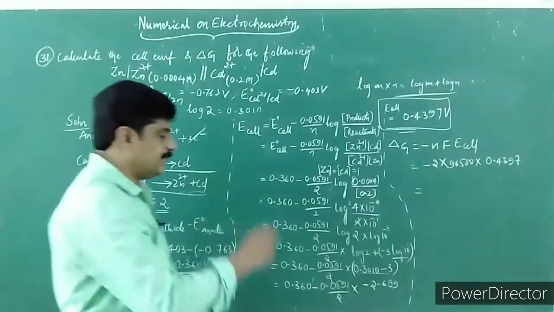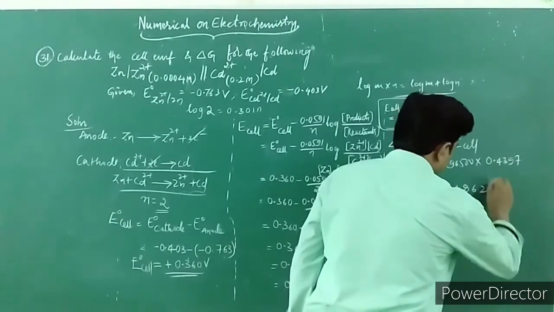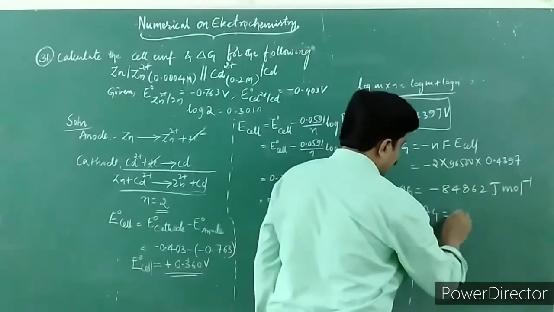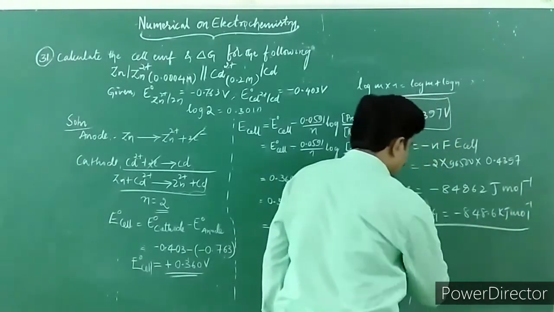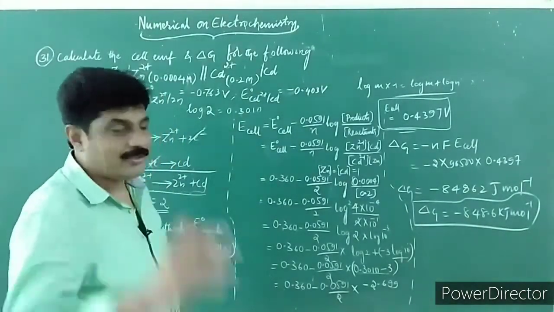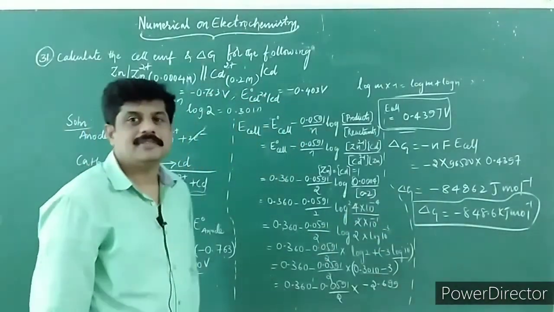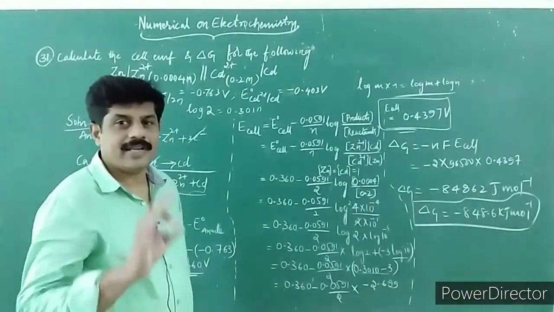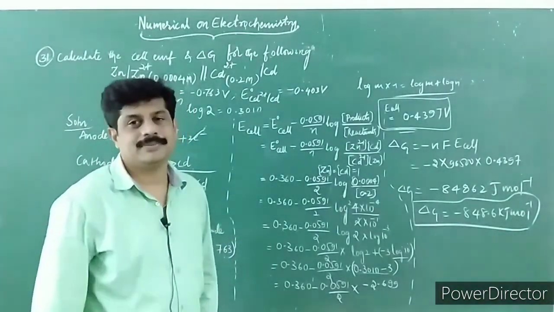Hope you are following. Children, if you simplify, you are going to get minus 84.862 joules per mole, or you can simplify, delta G is equal to minus 848.6 kilojoules per mole. So this is already calculated and directly I am writing there. Hope you got it, but you should be very careful in this part. Children, let me take up one more numerical of the same type, because these are very important, and nowadays you get many numericals of this type in the board examination.